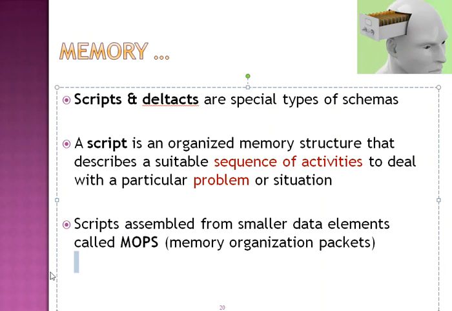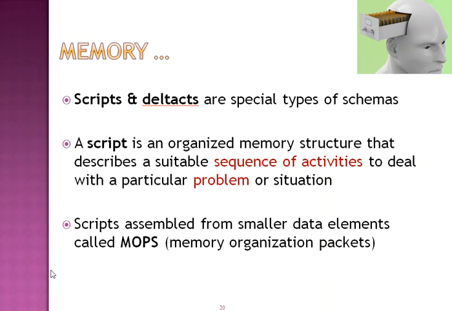Also, in this theory we have in our text, scripts are assembled from smaller data elements called MOPs. MOPs stands for memory organization packets. So packets of memory are organized in some way, because some of them are not sequential, some of them are cross-listed from different areas, and then there must be some script to navigate and so on.